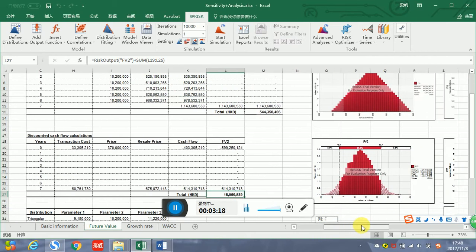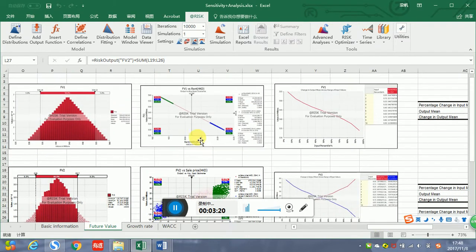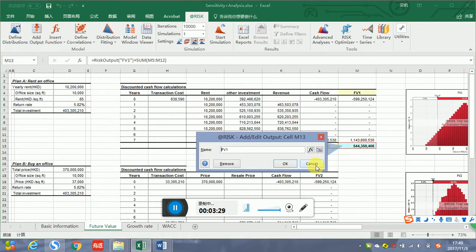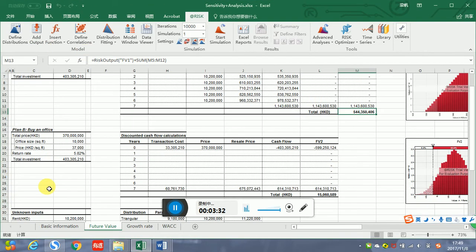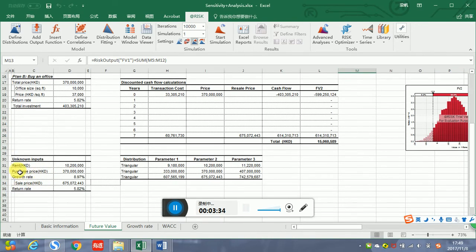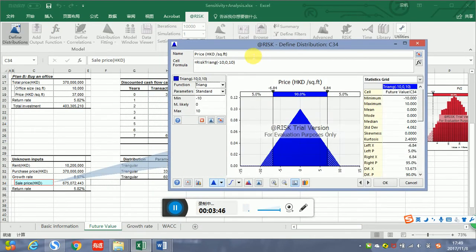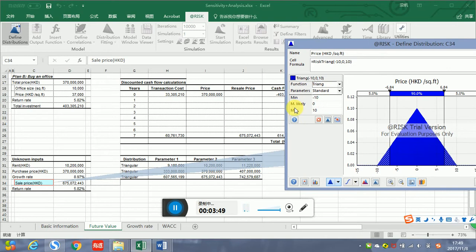Then we do the Monte Carlo simulation. The first step is to add output. We define the future value 1 and the future value 2 as our output. Then we need to define our inputs. We chose the rent, purchase price, and the resale price. Then define their distributions. We choose the triangle one, and the numbers input in these boxes are shown in this chart.